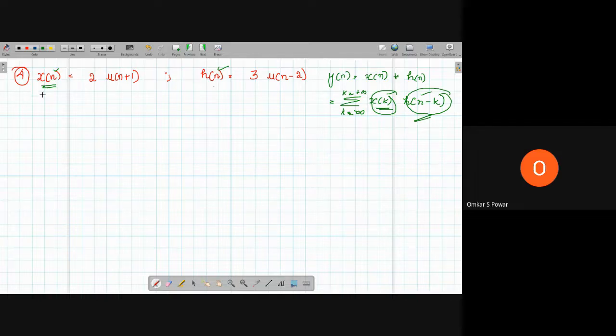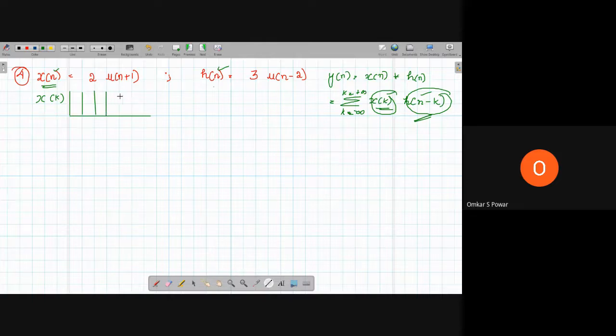So first we will plot this x of k. So if you observe, n starts from -1. So I will take this one. So first thing you have to plot. Okay. So how does the signal look like?